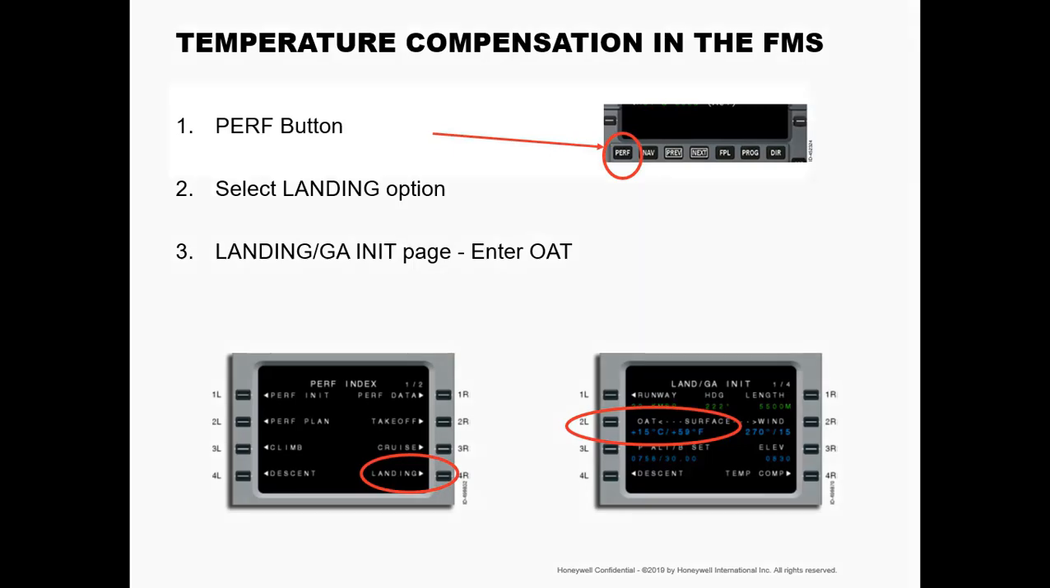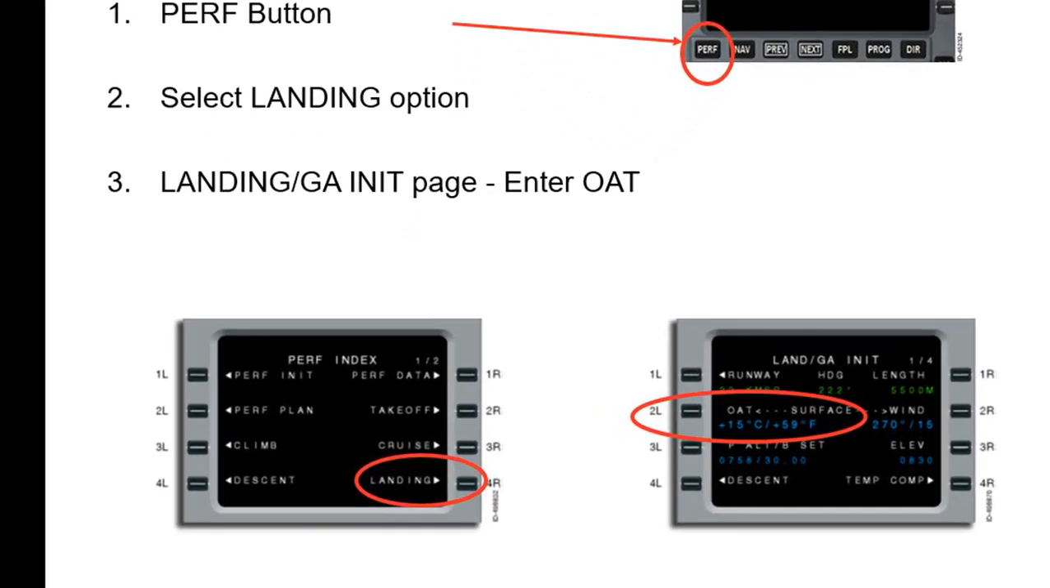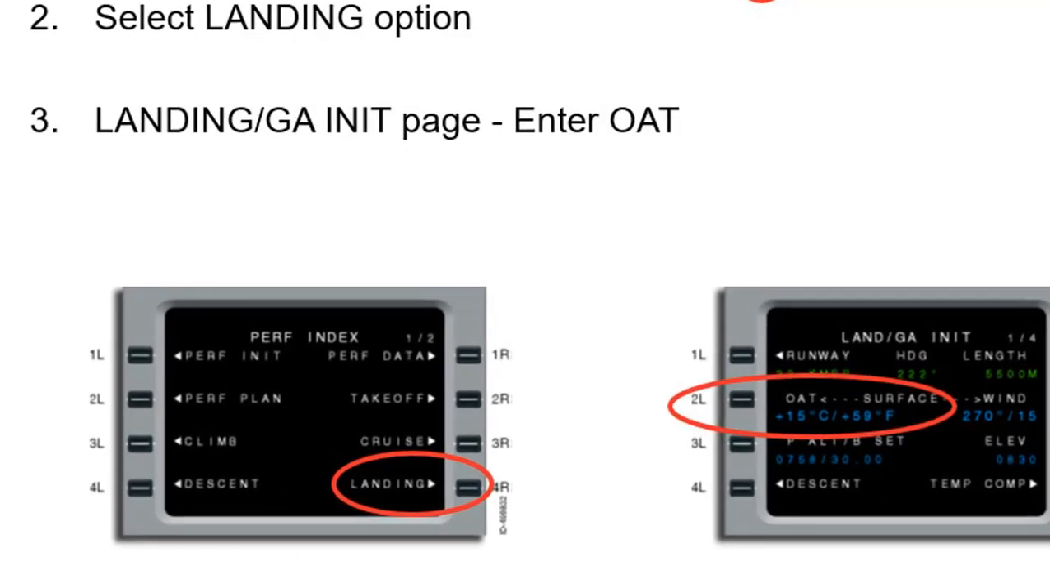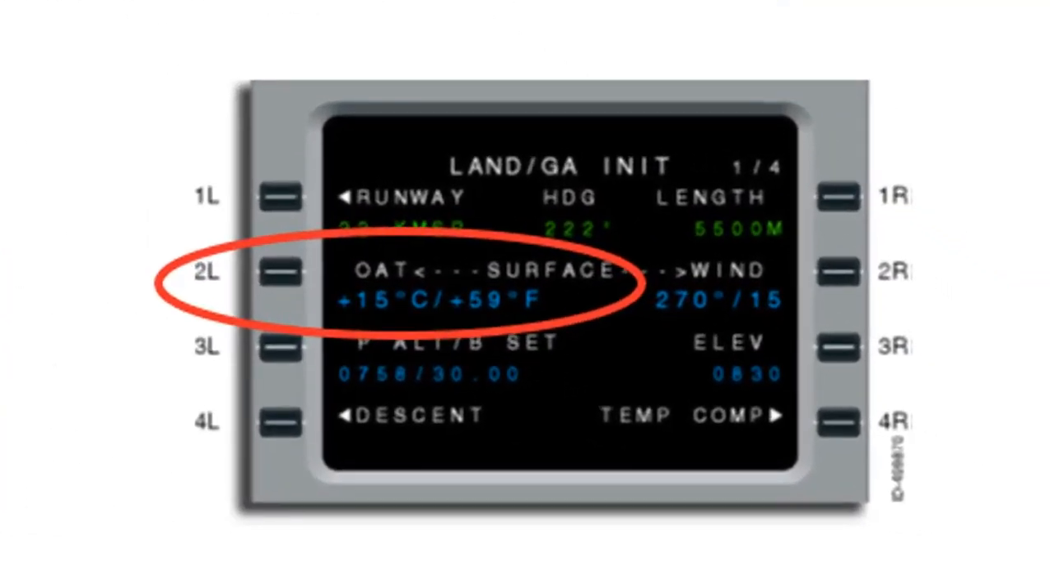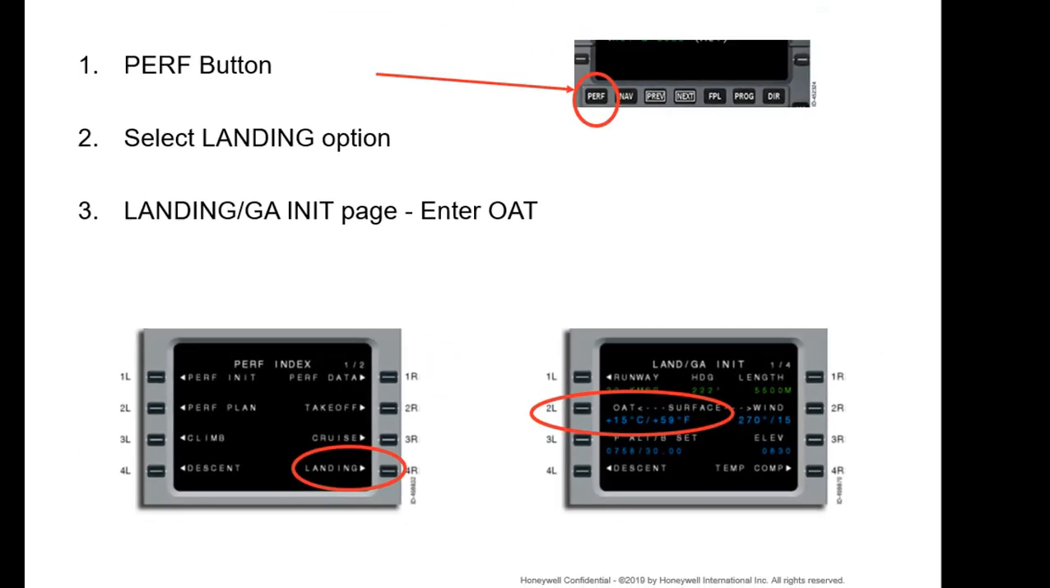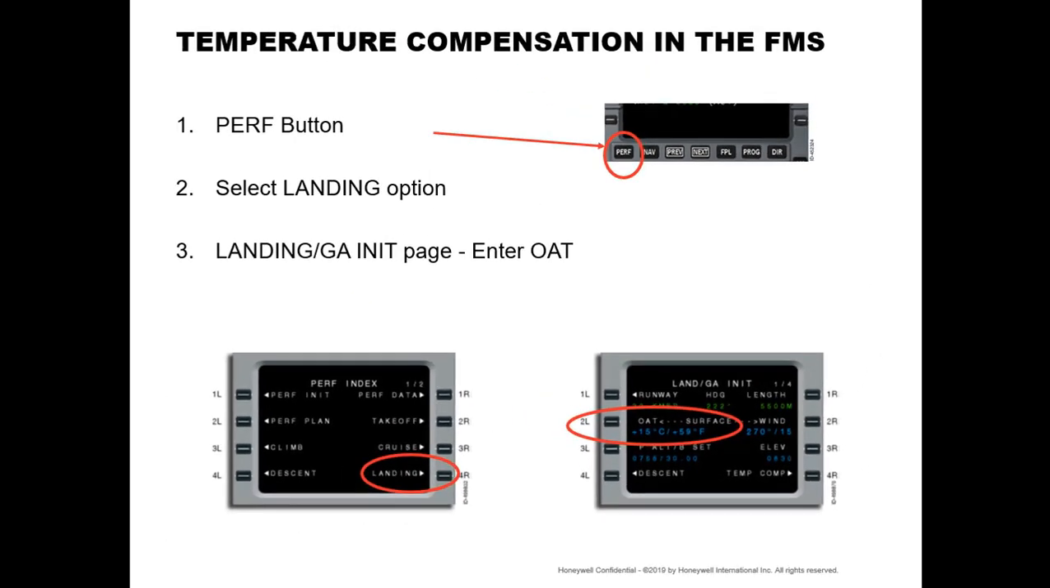This is done by selecting the Perf button and locating the option to select Landing. The landing page will come up titled Landing Go-Around Init. This is where to enter the destination airport temperature. It will now be possible to compensate all required altitude constraints for temperature.